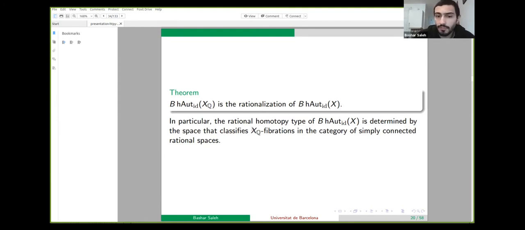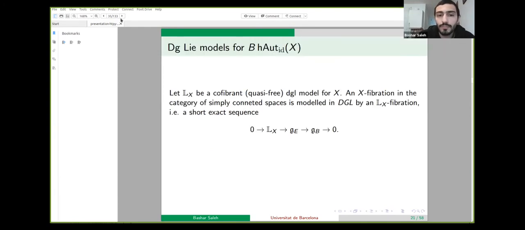Because if the codomain is rational, then you can just replace the domain by its rationalization. So this is really what we have. So in order to determine this, we should look for the space that classifies all X_Q fibrations in the category of simply connected rational spaces.